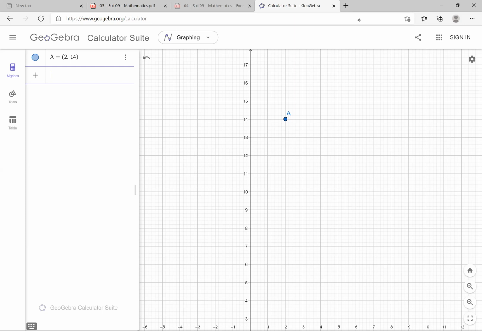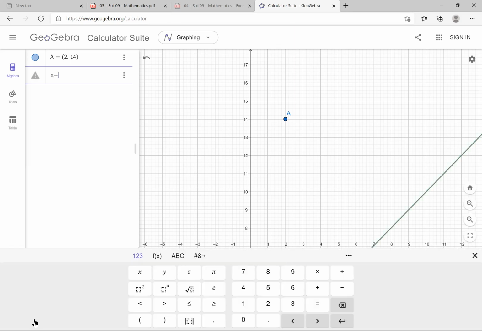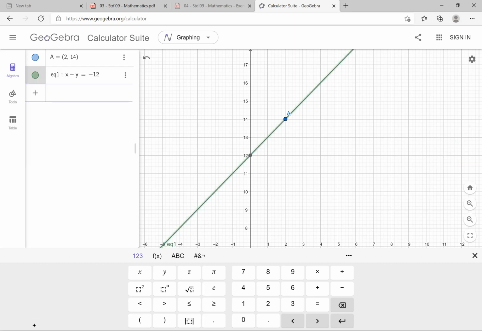So Hamna gave us a line and she said x minus y is equal to minus 12. And why did she say that? She said that because she thought, well, x is 2, y is 14. When I do x minus y, it becomes minus 12. Pretty logical. So let me just type it in here. Hamna's line, x minus y is equal to negative 12. Enter. So there it is. Are you seeing that the line does pass through that point? Yes.